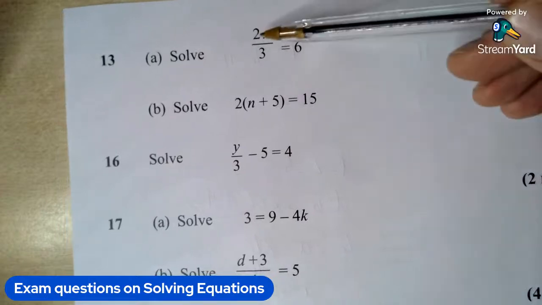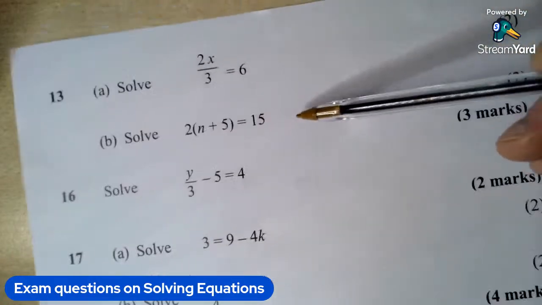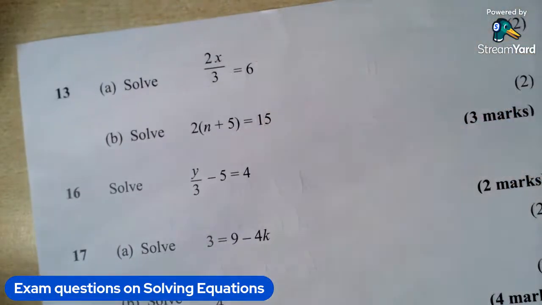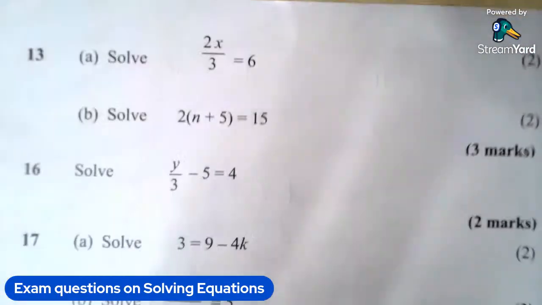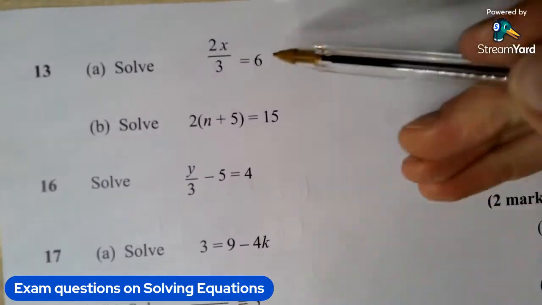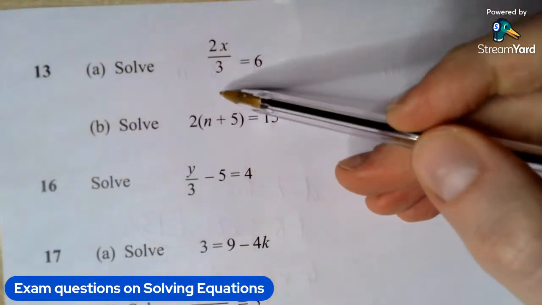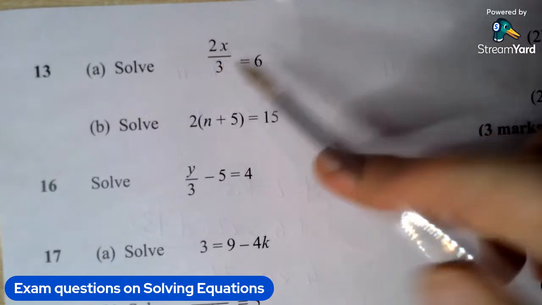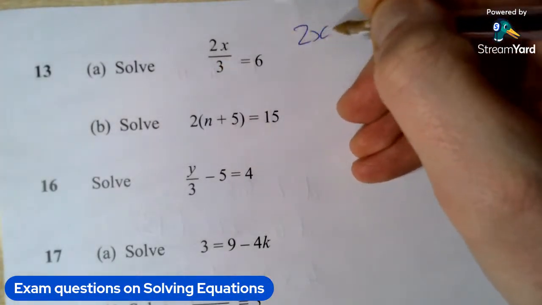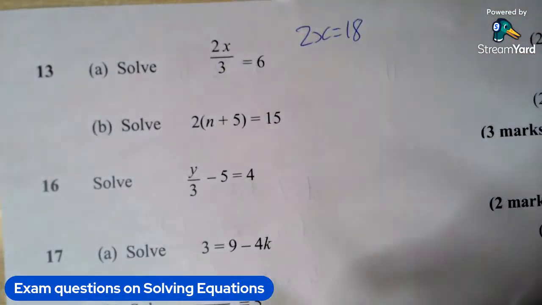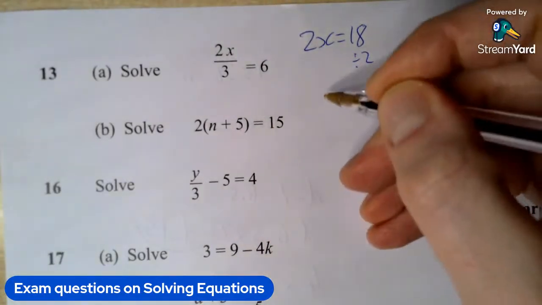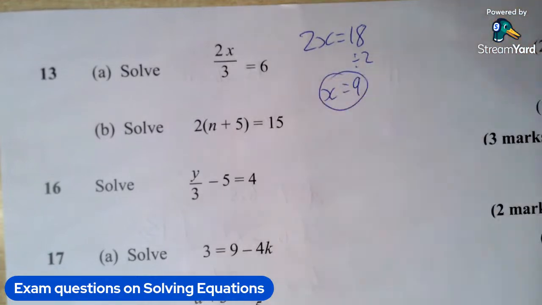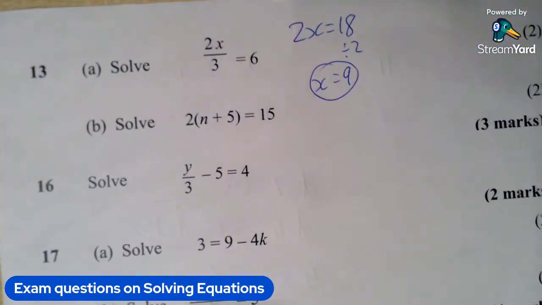Okay, right. So we've got 2x over 3 equals 6. I'll make the camera a little bit closer. There we go. Right, much better. So what you're going to do is deal with the denominator first. The opposite of dividing by 3 is multiplying by 3. So then 2x equals 18, as I've done 6 times 3. And then I'm just going to divide by 2. So x equals 9.